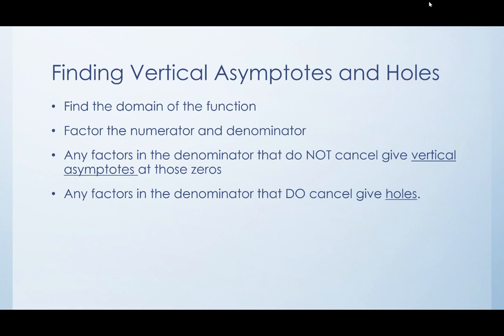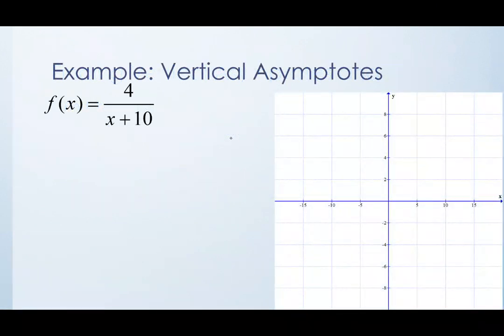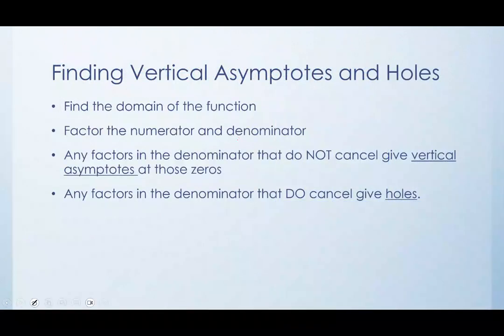All right. So how do we find these vertical asymptotes? Well, we're going to find the domain of the function, and generally to do that it'll be easiest to factor the numerator and the denominator. Of course, the denominator is really our most important part. Any factors in the denominator that do not cancel will result in vertical asymptotes at those particular zeros. Any factors in the denominator that do cancel will give holes where the function simply doesn't exist.